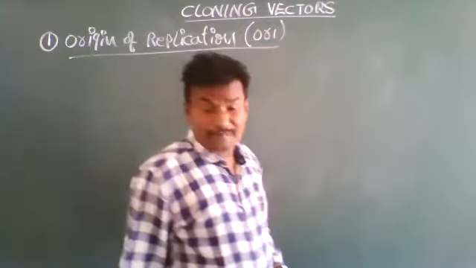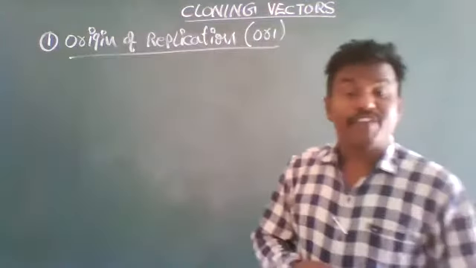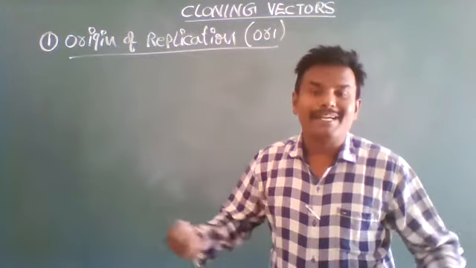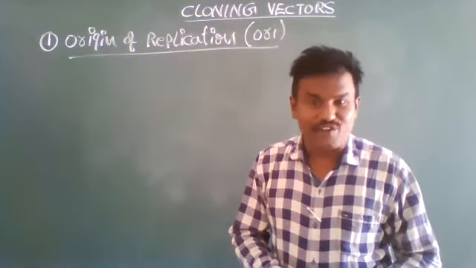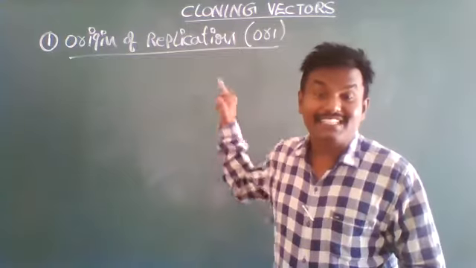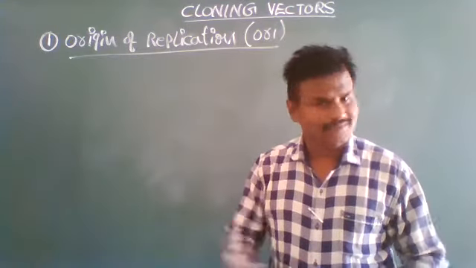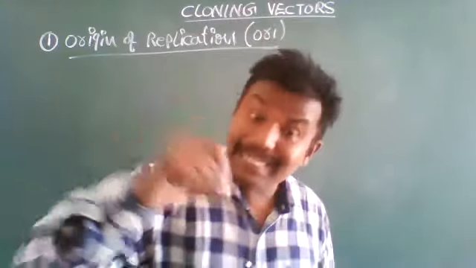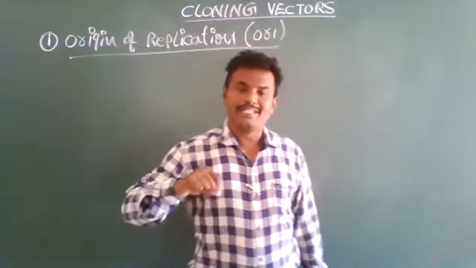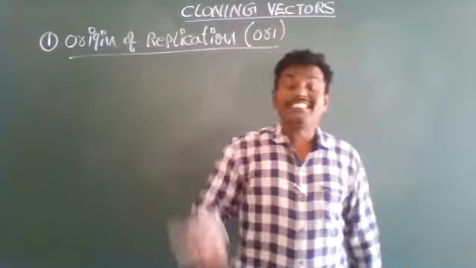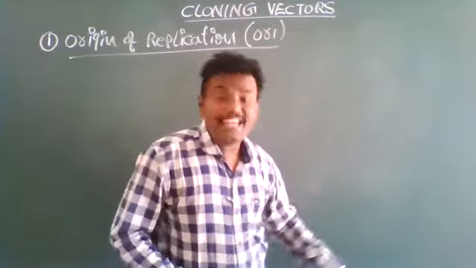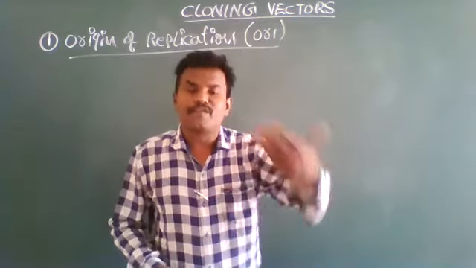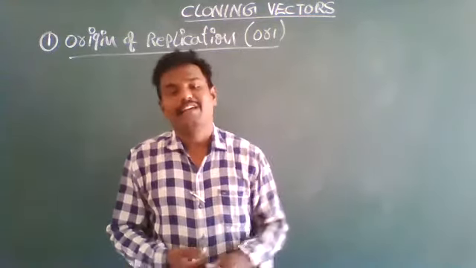Okay, origin of replication. This is a sequence from where replication starts and produces multiple copies when foreign DNA is linked with this sequence. That is called origin of replication. It is the first feature. It is compulsorily required to facilitate cloning in a vector. To facilitate cloning means to provide a number of copies in a vector.